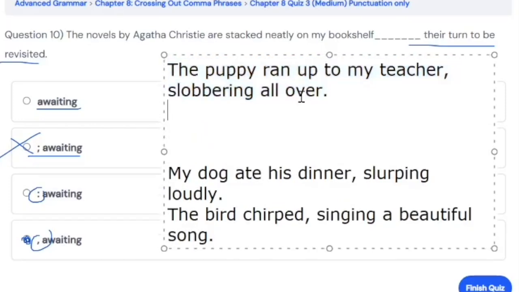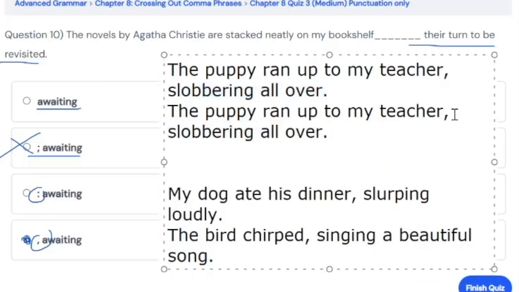That indicates that slobbering all over is referring to probably the subject of the sentence. If we don't have that comma, now our sentence says, the puppy ran up to my teacher slobbering all over. So who's the one who's drooling all over? It's the teacher now. So rather a different story. This is usually not what we want, right? Usually we want the comma ing to indicate it's just referring to the subject of the sentence or just the content of the sentence in general.